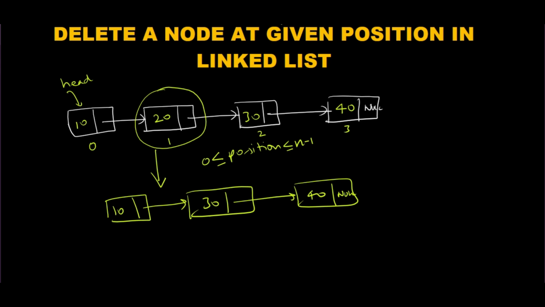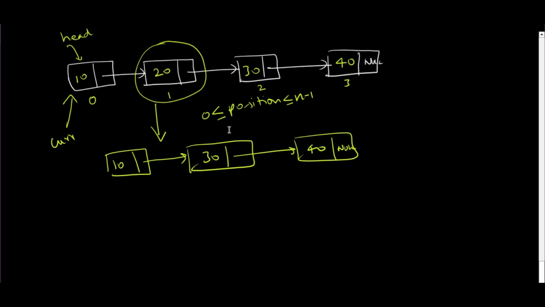So for this we will take some current variable. Initially it will be pointing to head. Okay, and we will move this current till a position less than our given position. Okay, then we will change the links. So we need to keep in mind that if the given position is 0 only, what will happen in this case? In this case our head will become the next element in the list, and we don't require current. Also, it is possible that our given linked list can be empty or it has only one element.